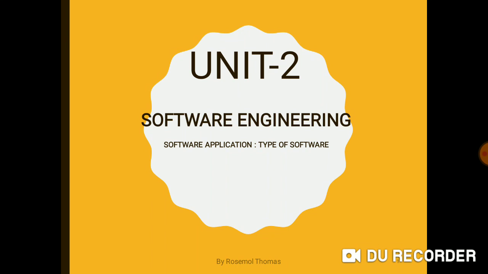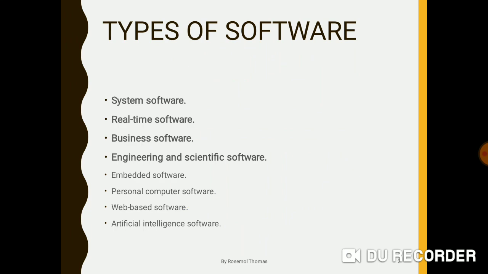Today we are going to discuss Unit 2 Software Engineering, the types of software. Here is a list of the types of software: system software, real time software, business software, engineering and scientific software, embedded software, personal computer software, web based software, artificial intelligence software. The first four, that is system software, real time software, business software, engineering and scientific software, will be discussed in this video. The remaining four will be discussed in the next video.